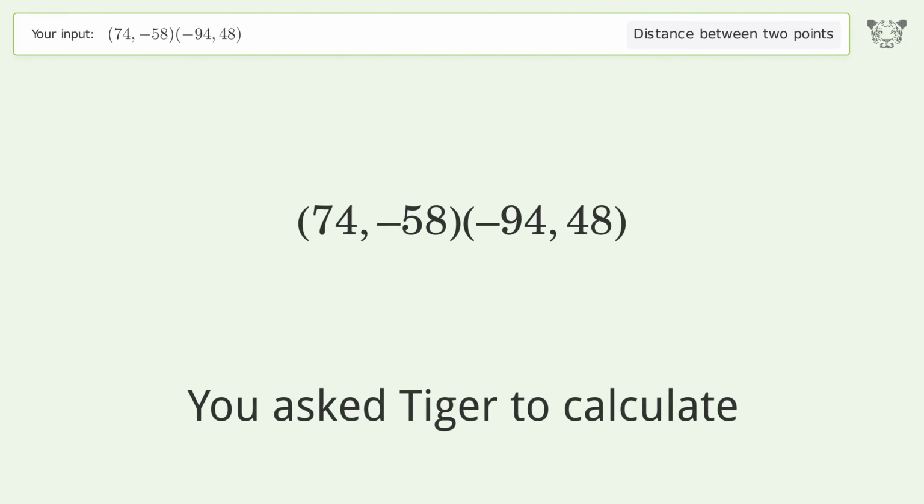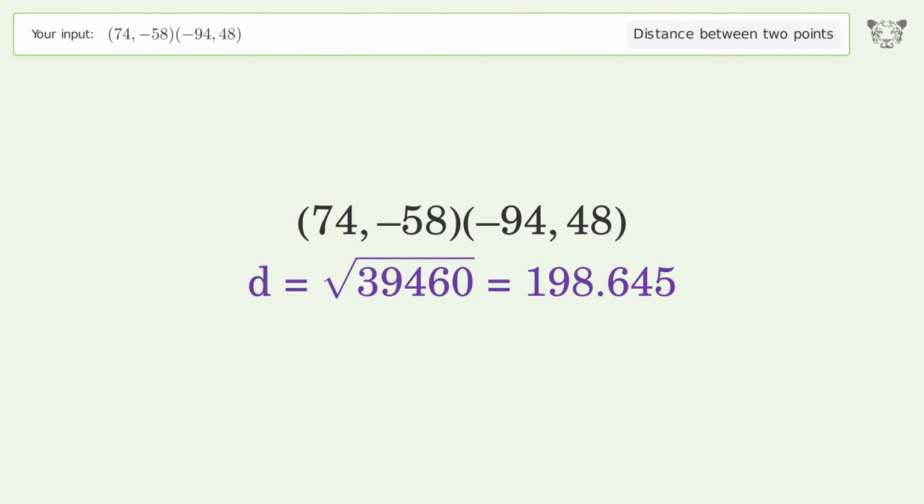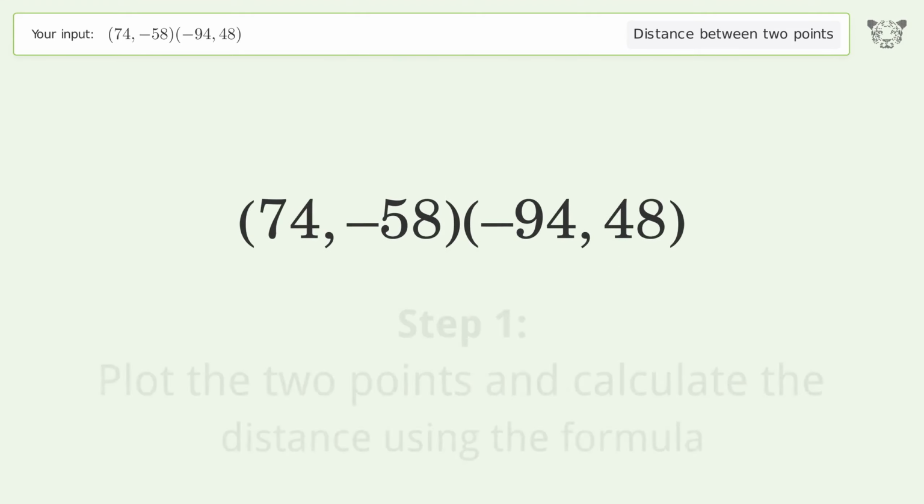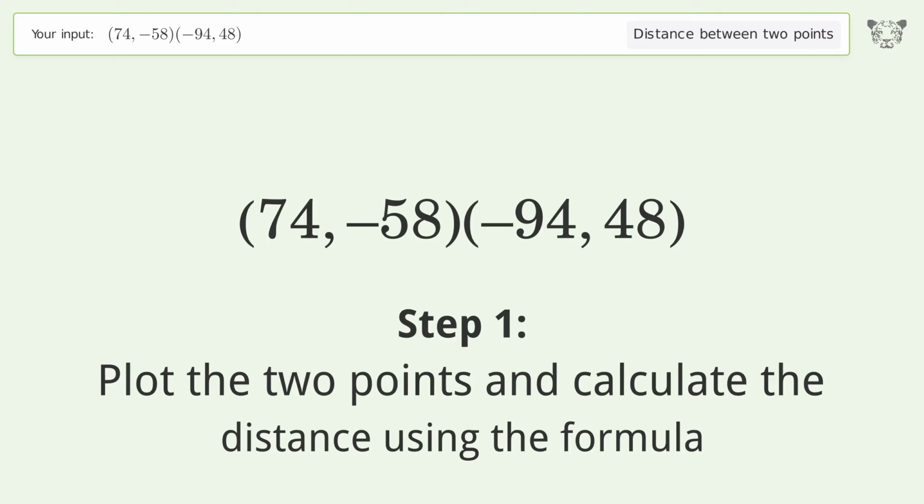You ask Tiger to calculate. This deals with the distance between 2 points. The distance between the 2 points is the square root of 39,460, or 198.645. Let's solve it step by step. Plot the 2 points and calculate the distance using the formula.